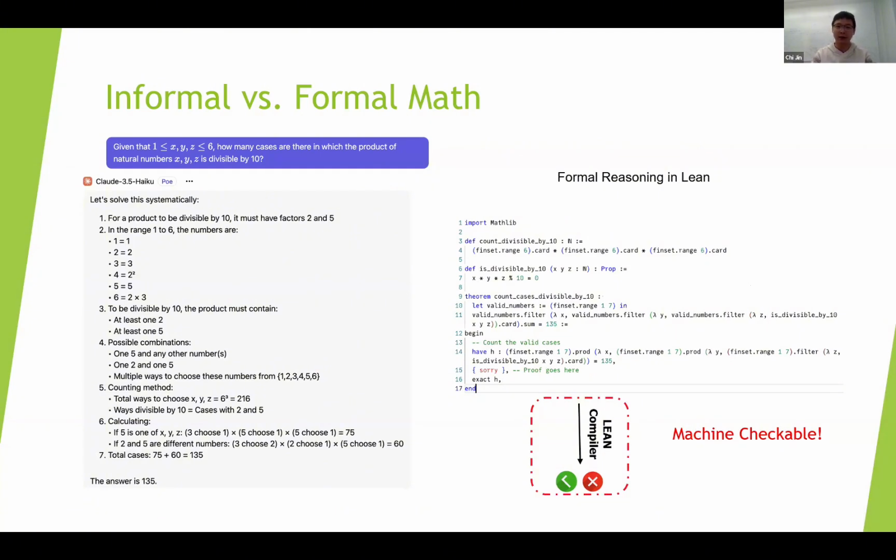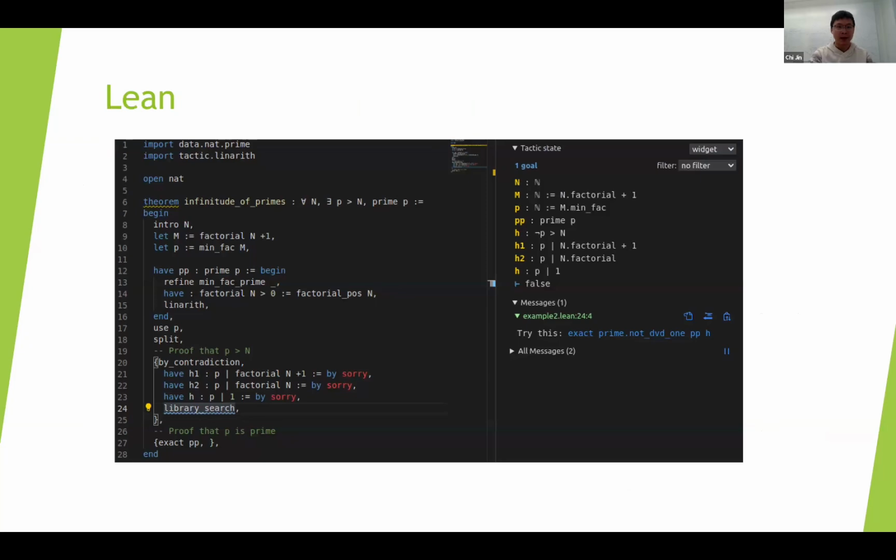So the whole point of doing formal math, and a very big advantage, is that whatever proof you wrote, it's machine checkable. The machine is able to immediately tell you whether it's correct. So this gives us a way to tell whether our intermediate reasoning steps are correct. And this is basically the interface of Lean. Lean is called a proof assistant, and in our talk we will just focus on Lean, although there are Isabelle and other proof assistant systems.